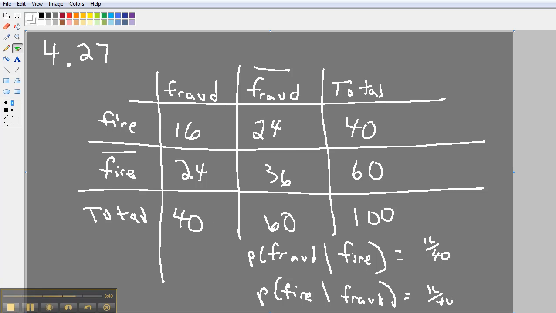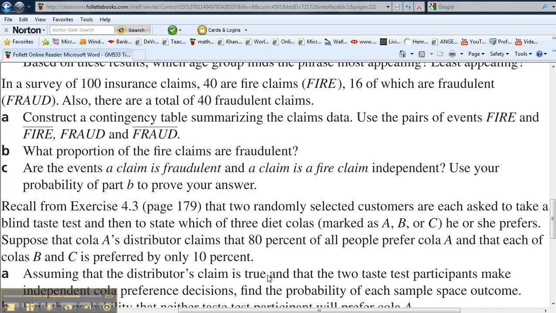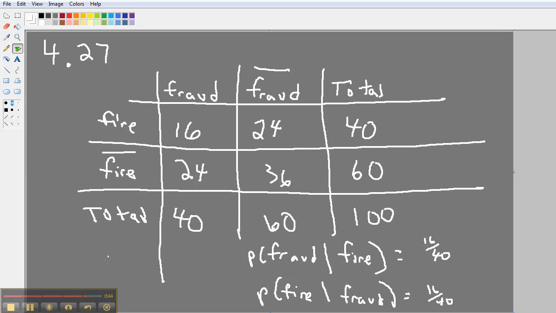That simply means that these two events are independent of each other, which means one is not connected to another. That means one doesn't affect the other at all. So the answer to this question, are the events a claim is fraudulent and a claim is fire independent? Your answer is yes, they are independent. And it says use your probability of part B to prove your answer. Well, part B kind of goes along with what we just did, because we just did part B again. So that's it for that particular problem.